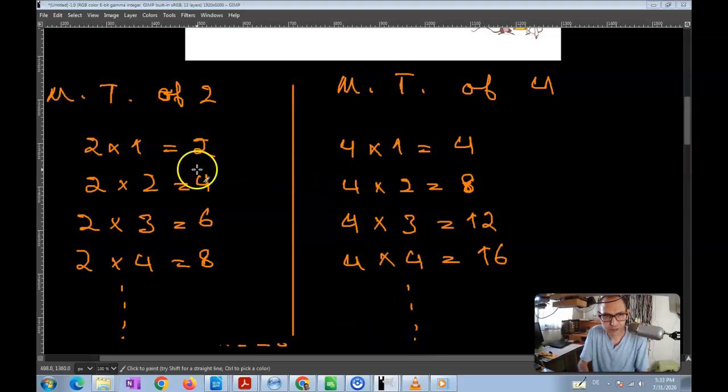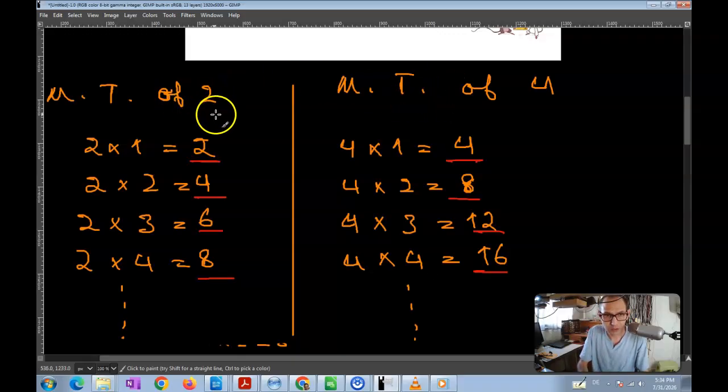Now you see these sums over here: 2 and 4, 4 and 8, 6 and 12, 8 and 16, right? So it's always essentially, if you take this number and multiply it by 2, you will get this number. So 2 times 2 is equal to 4, 4 times 2 is equal to 8, 6 times 2 is equal to 12, 8 times 2 is equal to 16, and so on and so forth, right?